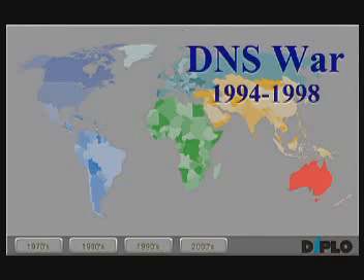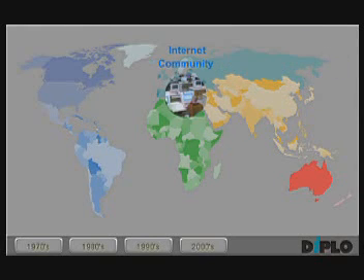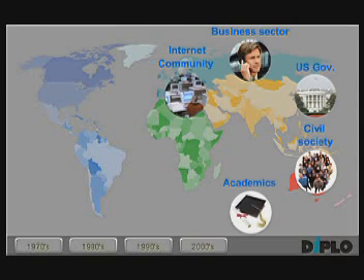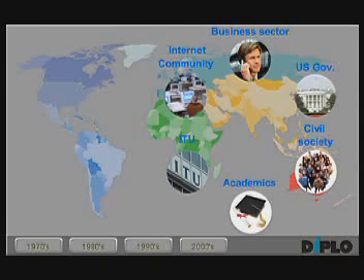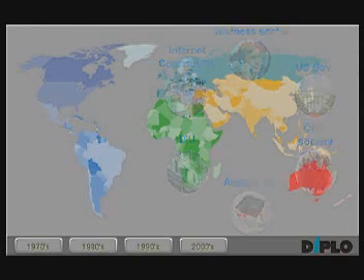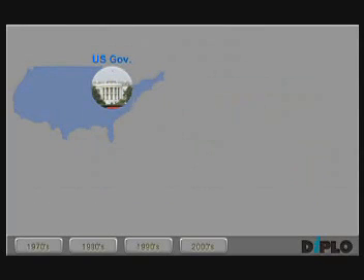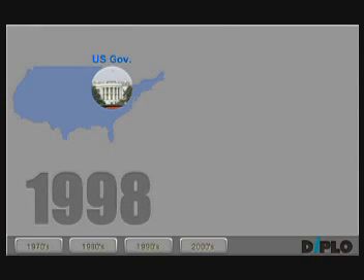Between 1994 and 1998, a number of actors were involved, including the Internet community, the business sector, the US government, civil society, academics, and the International Telecommunication Union. At the end of this process, the US government adopted the White Paper on Internet Governance, which resulted in the establishment of the Internet Company of Assigned Names and Numbers, known as ICANN, in 1998.